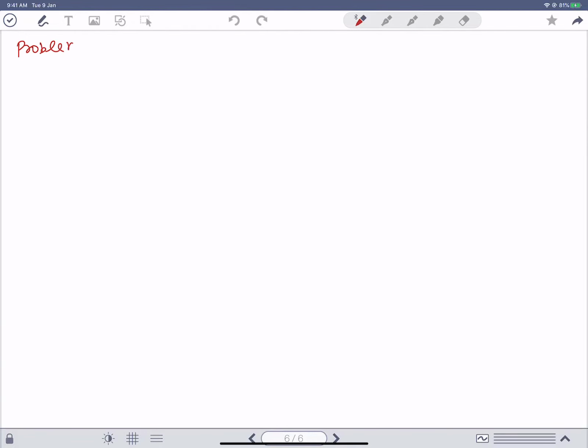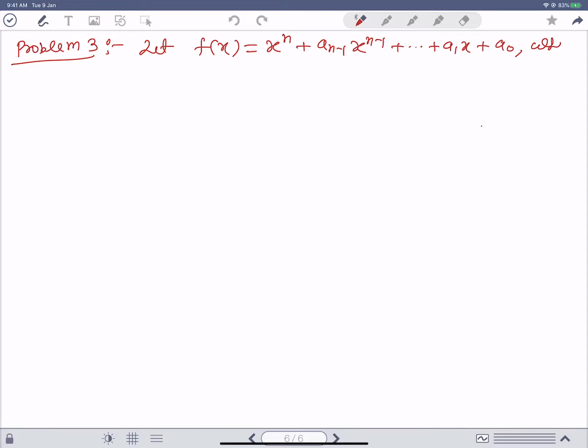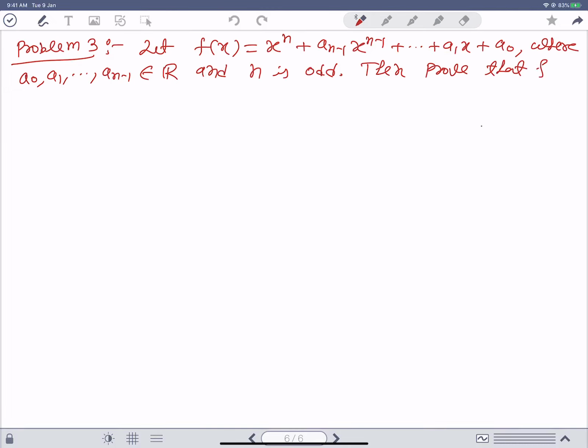So, say problem 3. Now let f(x) = x^n + a_{n-1} x^{n-1} + ... + a_1 x + a_0, where a_0, a_1, up to a_{n-1} belong to R and n is odd. Now then prove that f has a real root.